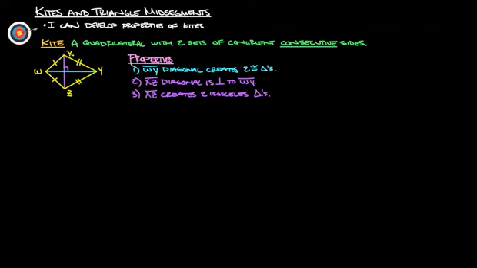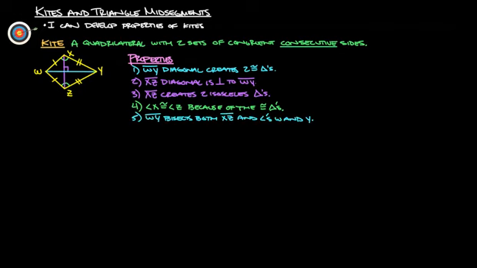XWZ would be an isosceles triangle and XYZ would be another different isosceles triangle. Another thing is that angle X and angle Z are going to be congruent because of the congruent triangles. So these two angles here will always be congruent to each other.